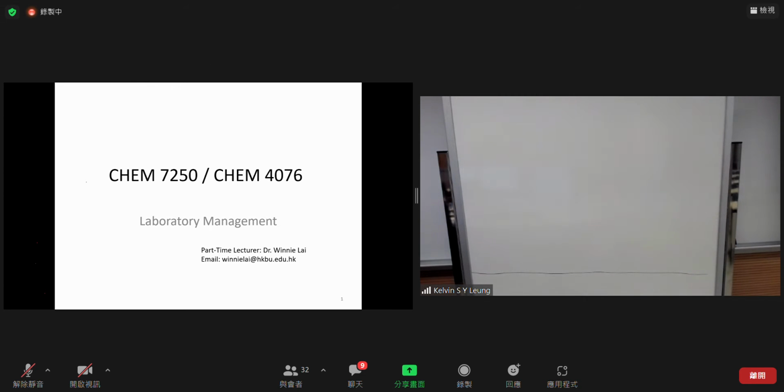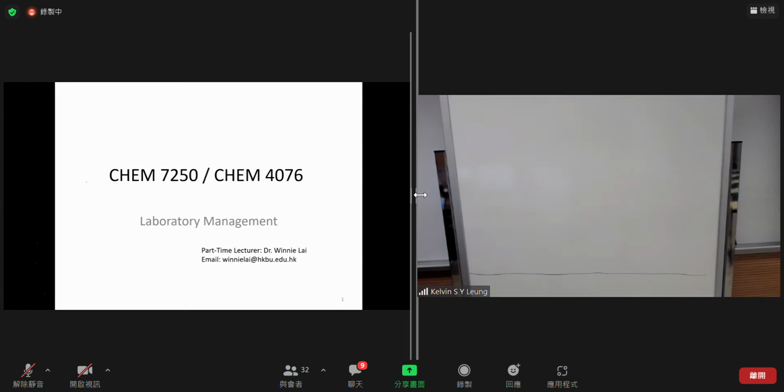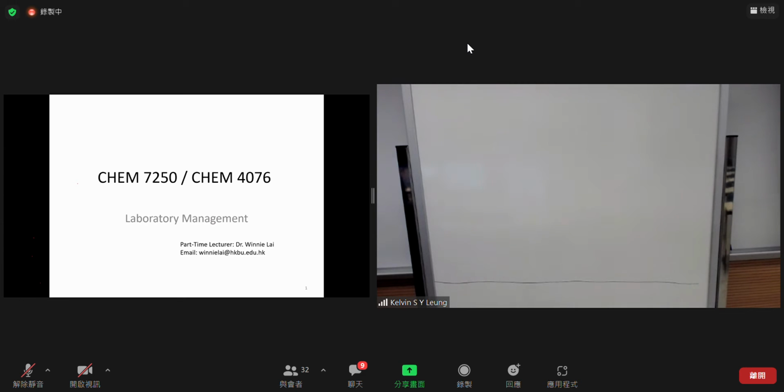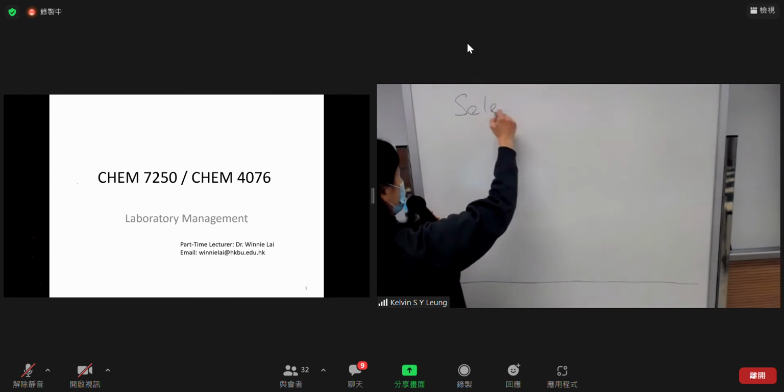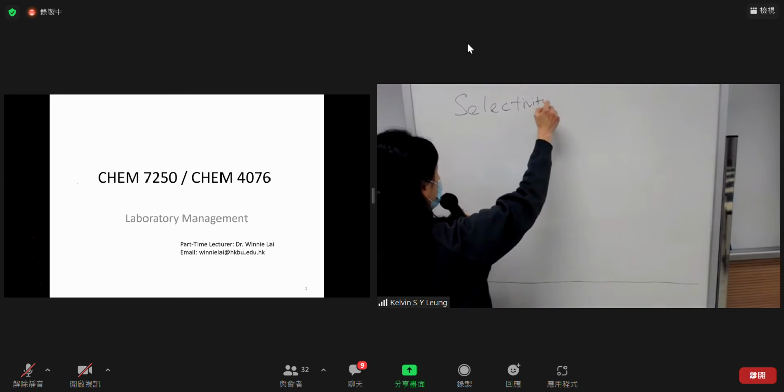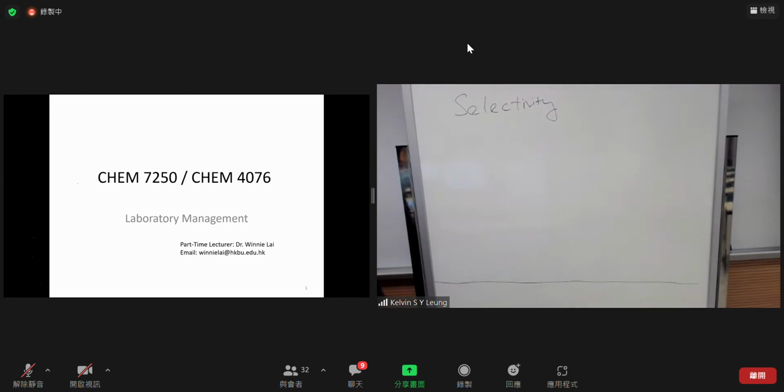Last week, we started to talk about characteristics of the method validation. So first of all, could you remember what items we have to include in the method validation? The first one is selectivity. Last week, I talked about selectivity, or so-called specificity.